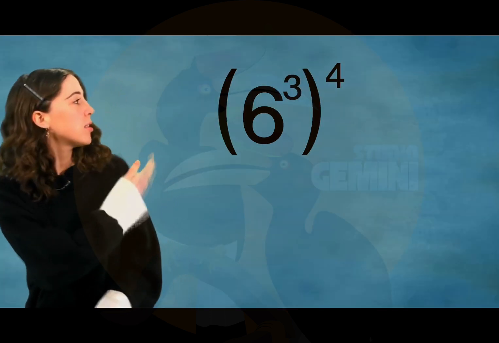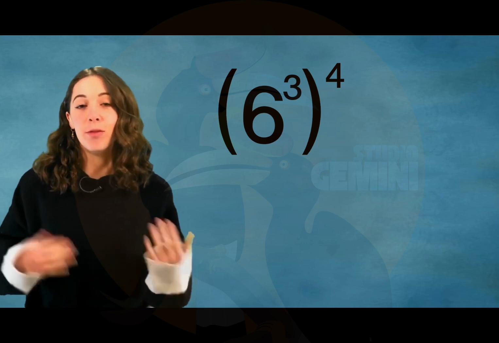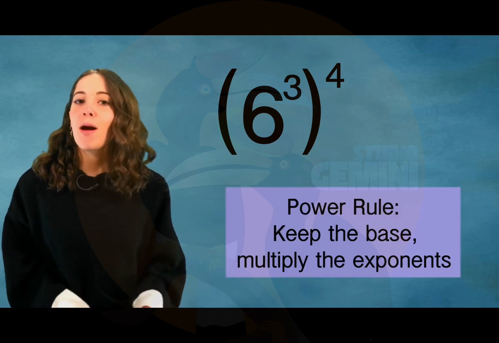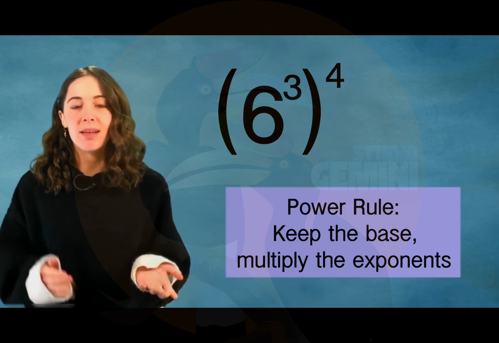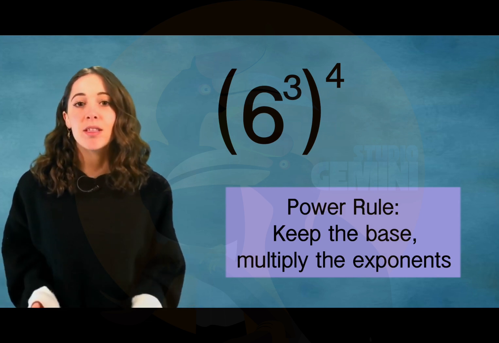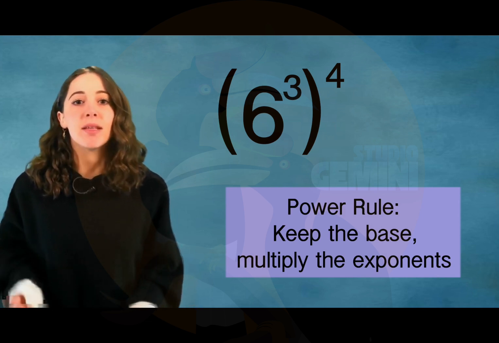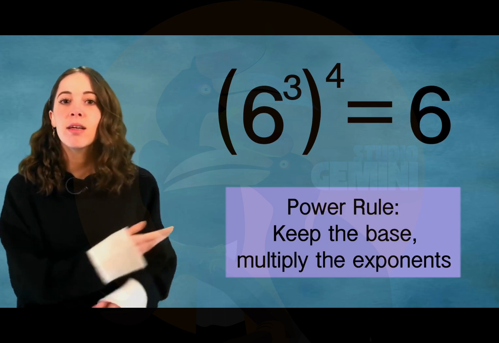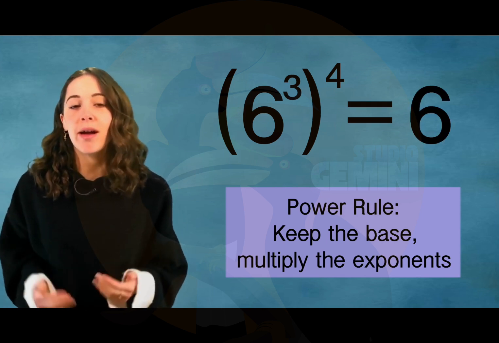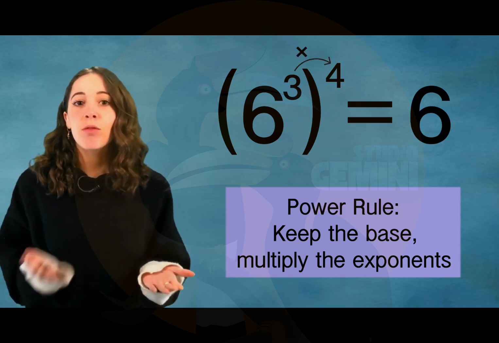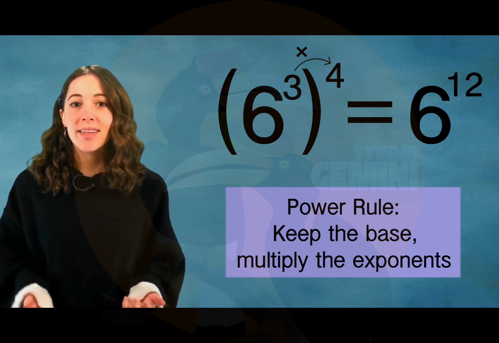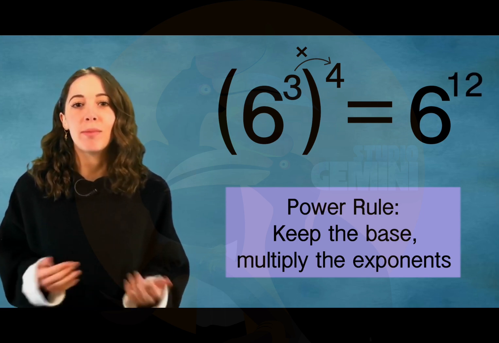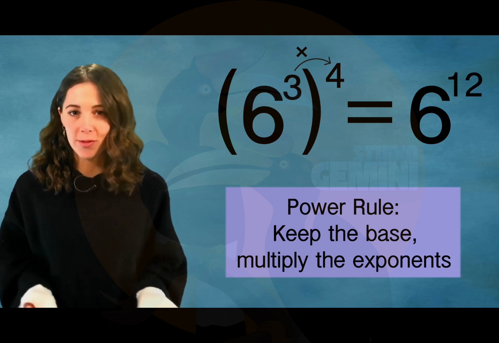Here we are again looking at the same problem, 6 to the third in parentheses raised to the fourth power. This time we are going to apply the power rule. The power rule states that you keep your base and multiply your exponents. This means our first step is to keep our base 6 as 6. Our second step is to multiply our exponents, 3 times 4, which equals 12. This means we have 6 to the 12th power, which is the answer that we got before.